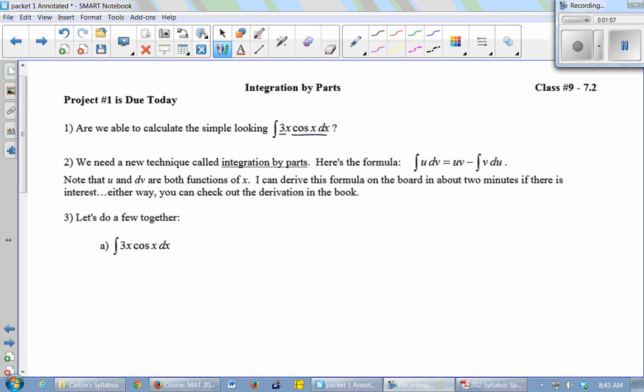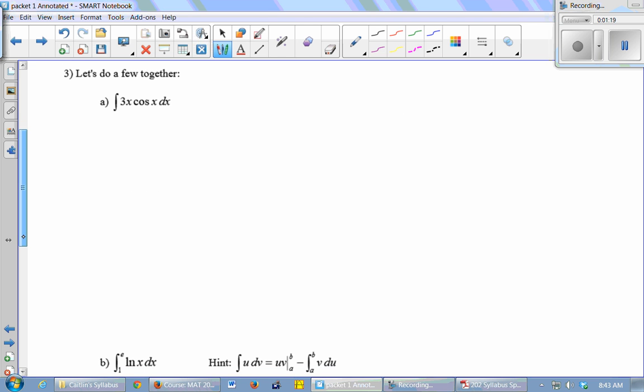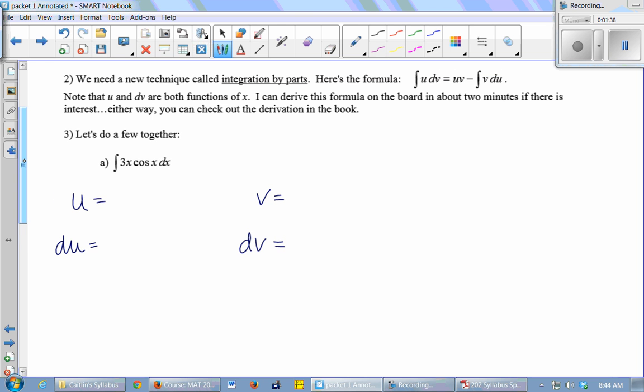I can derive the formula on the board in a couple of minutes. I think it would be best if we did an example first and then derive it, because it will just be like, okay, now I get what you're talking about. So if we look at 3x cosine x dx, I need to choose a u and a dv. So I'm going to have u equals, v equals, du equals, dv equals. I'm choosing u and dv because that's what the formula sets out. I have to have my integrand written as u times a dv. So these are the things I have to choose: choose u and choose dv.